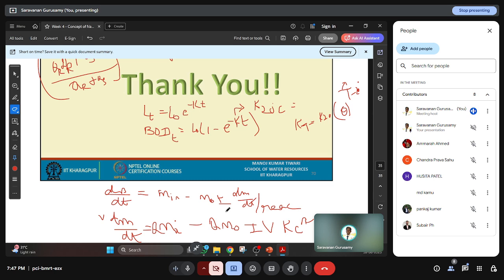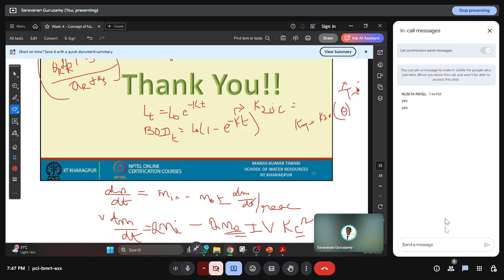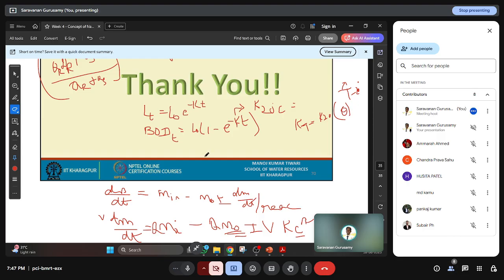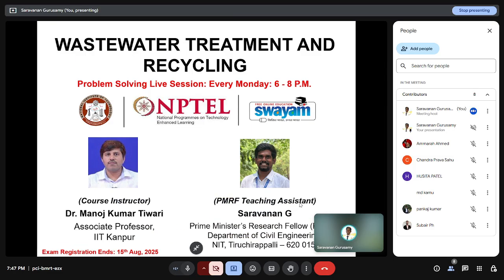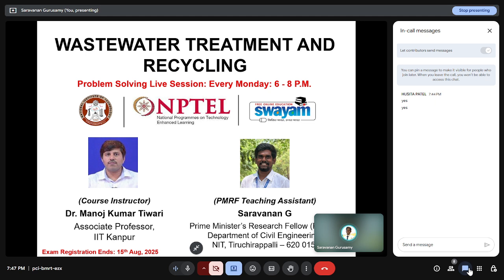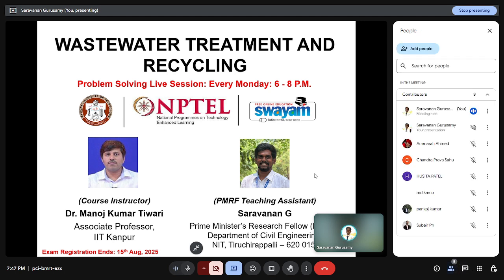If it is a continuously mixed reactor at steady state, again the left side will become 0, and the concentration going out will become equal to the concentration inside the tank. These two will become the same. You got it? This is the overview of what we have discussed today. If you have any question, please post it in the chat box. I will answer, or I'll go to some problems related to today's lecture. Hope you are clear. I will upload some formulas in a single sheet and give it to you as material.